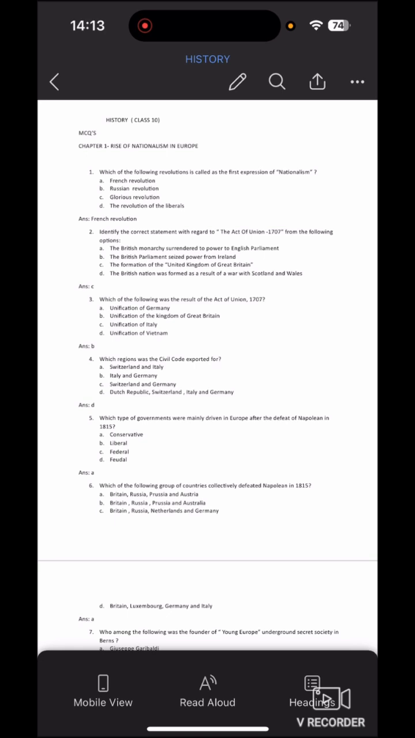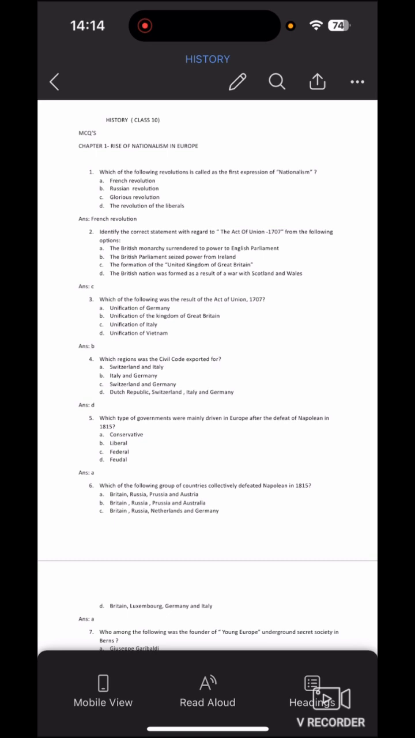Question number 2. Identify the correct statement with regard to the Act of Union 1707 from the following options. Few options are given. Number 1. The British monarchy surrendered power to the English Parliament. The British Parliament seized power from Ireland. The formation of the United Kingdom of Great Britain, and the British nation was formed as a result of a war with Scotland and Wales. So with the introduction of the Act of Union 1707, the formation of the United Kingdom of Great Britain was done. Unification was done of the United Kingdom of Great Britain. So C being the correct answer.